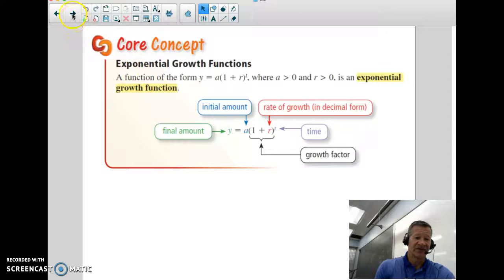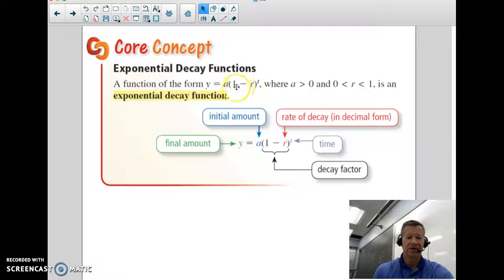In contrast, if we have exponential decay, instead of 1 plus r, the equation has 1 minus r involved. In this case, a is still a positive value we start with, but the rate now is something between 0 and 1. If the rate is less than 1 but still bigger than 0, then the amount will decrease. I shouldn't have said that if r is greater than 1 it'll grow. If r is any positive number, it will grow. So in this case, it's between 0 and 1.